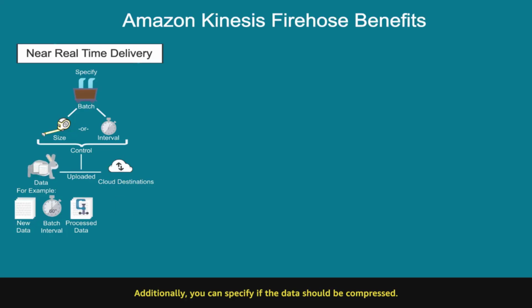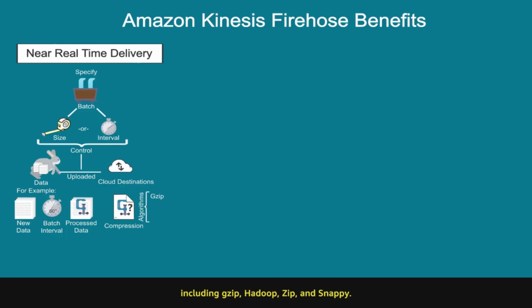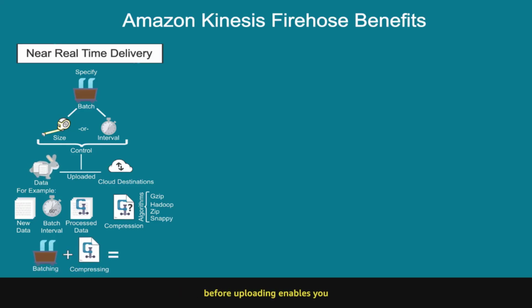Additionally, you can specify if the data should be compressed. The service supports common compression algorithms including gzip, Hadoop, zip, and Snappy. Batching and compressing data before uploading enables you to control your data delivery speed.